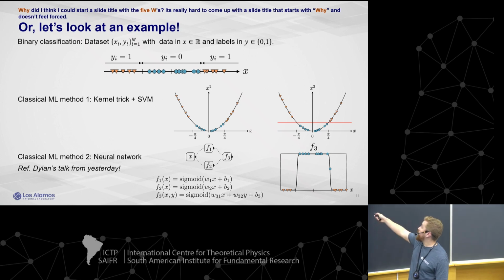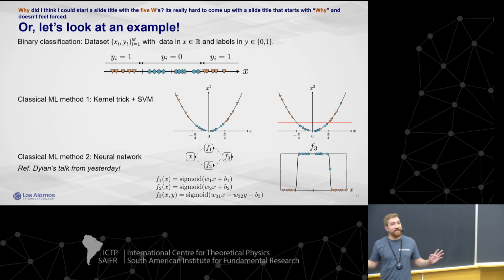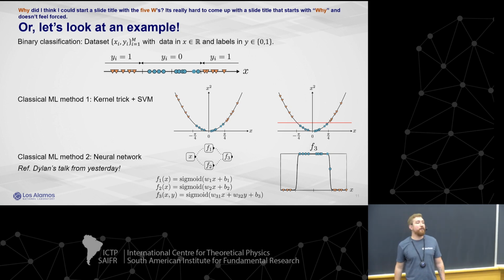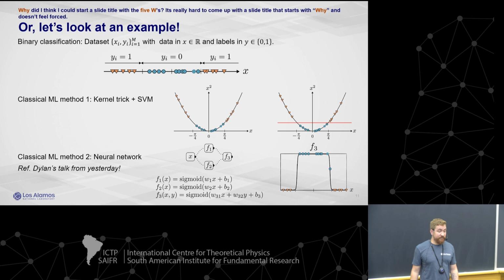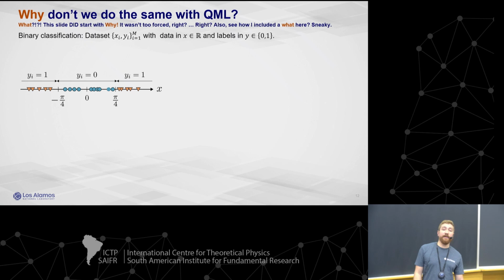What we can do is train those weights and biases, and we can actually do a pretty good classification with just a couple of optimization steps. So this is essentially classical machine learning 101 in a nutshell. And this works. Again, we've seen this time and time again. So the question is, can we try to do the same thing with quantum machine learning?